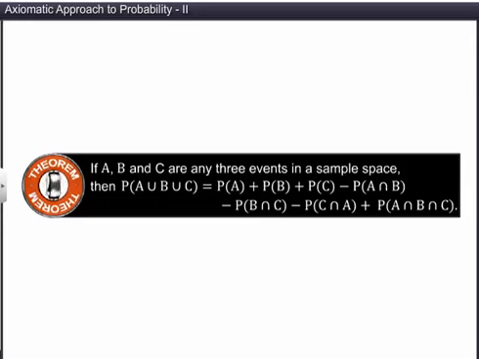If A, B and C are any three events in a sample space, then P of A union B union C is equal to P of A plus P of B plus P of C minus P of A intersection B minus P of B intersection C minus P of C intersection A plus P of A intersection B intersection C.